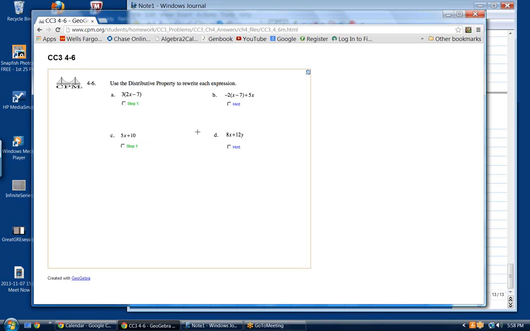Okay. What happens if I hit step 1? Will it show me? Yeah, factor out 5 from both terms. Okay. And the answer, 5 times x plus 2.